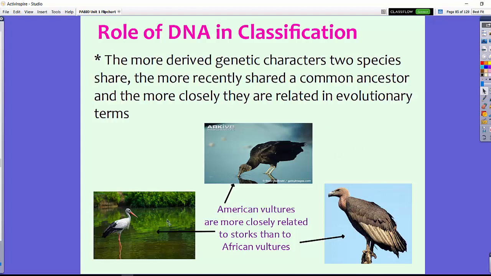However, the American vulture, the top picture right here, is actually more closely related to the stork over here on the left than it is to the African vulture over on the right. So even though the American vulture and the African vulture look a lot more similar to each other, DNA says that our American vultures are actually more closely related to these storks. That's how DNA has changed classification recently, since DNA came about and we're able to use it now. DNA itself has changed the way that we actually put things into categories.